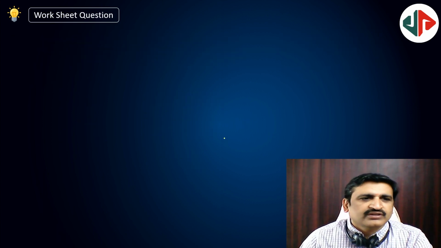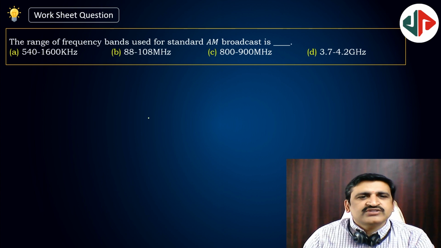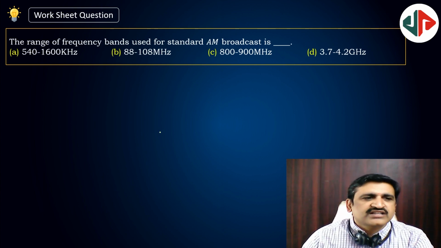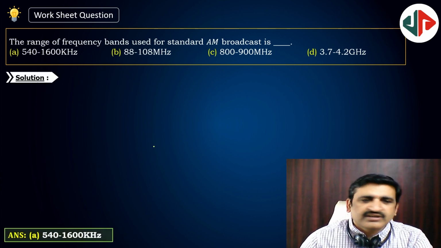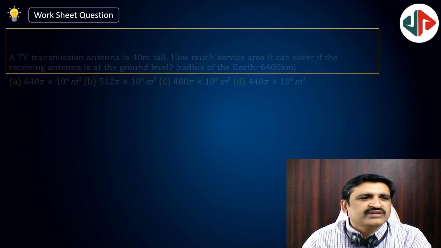Next, the range of frequency bands used for standard AM broadcast. These types of things should be memorized from the tables. Okay, no shortcuts. You have to memorize the table. At least a few you have to memorize.